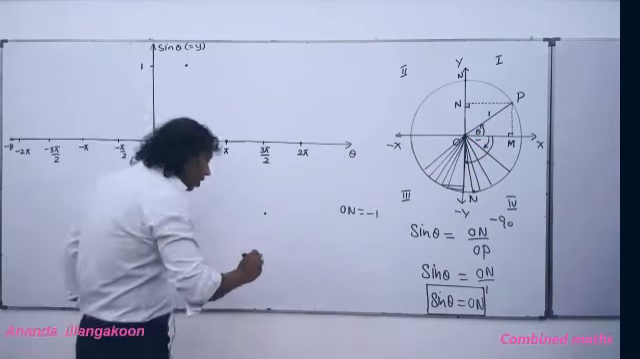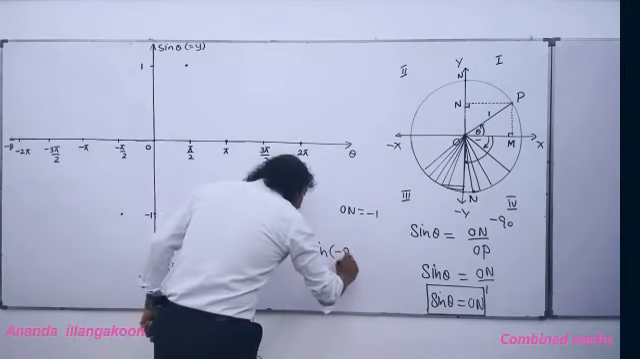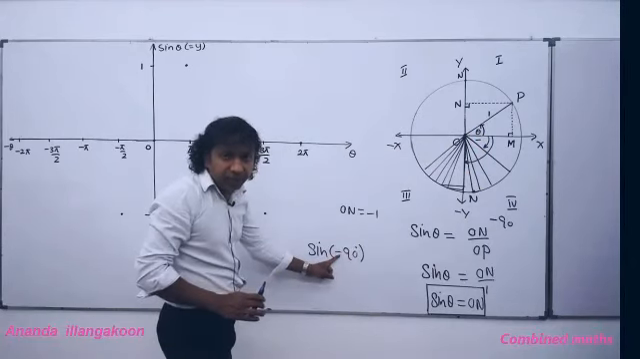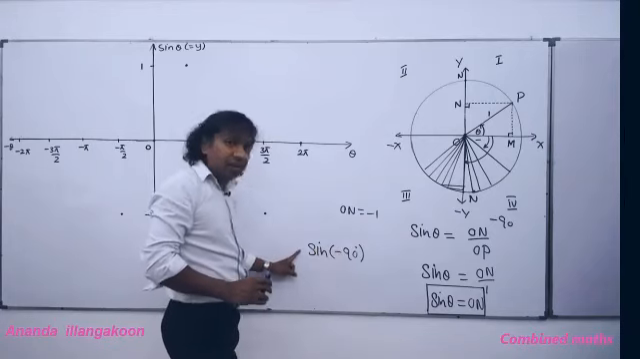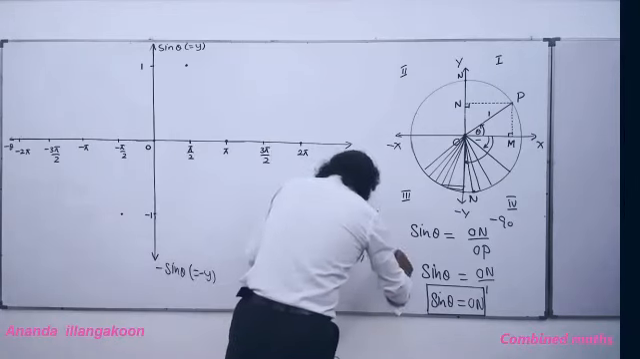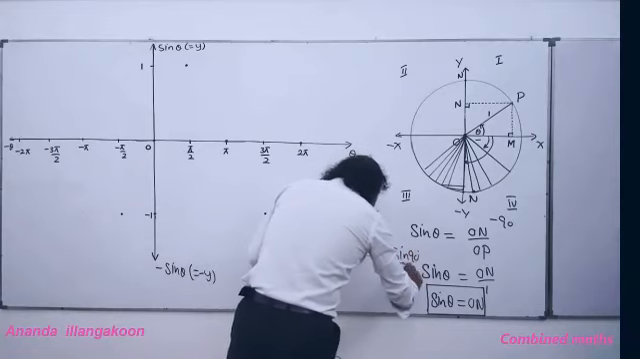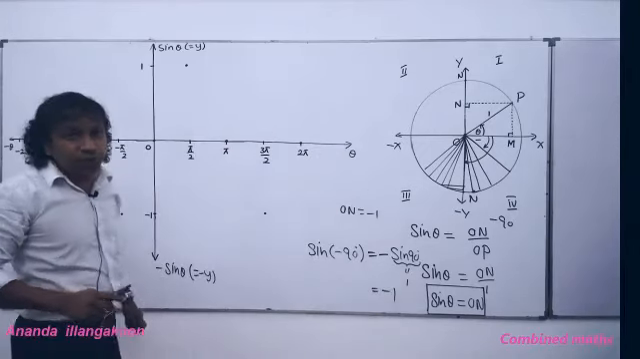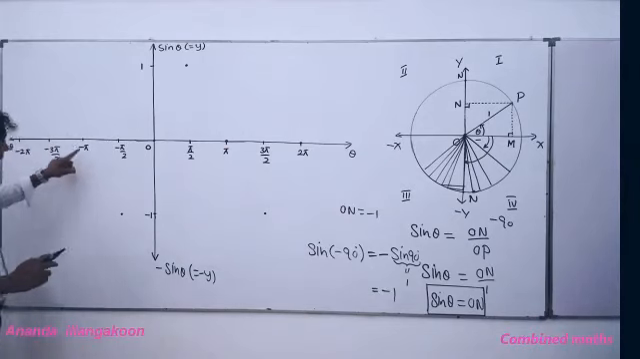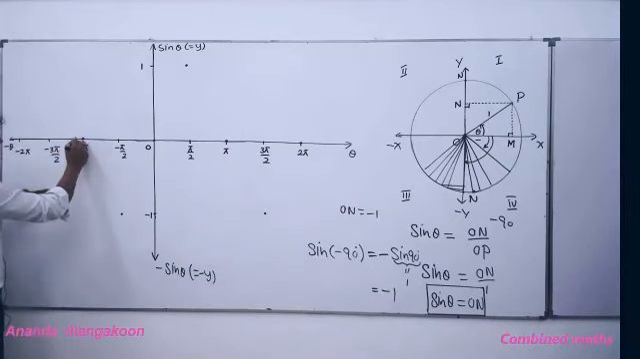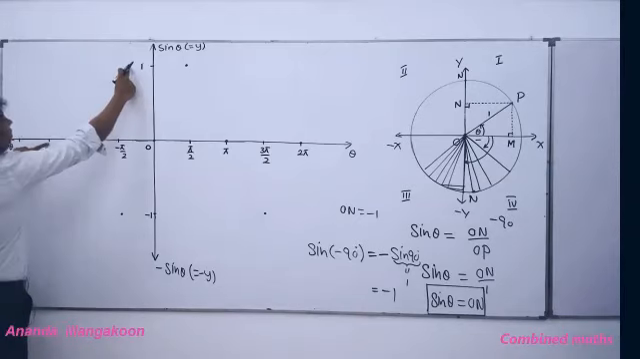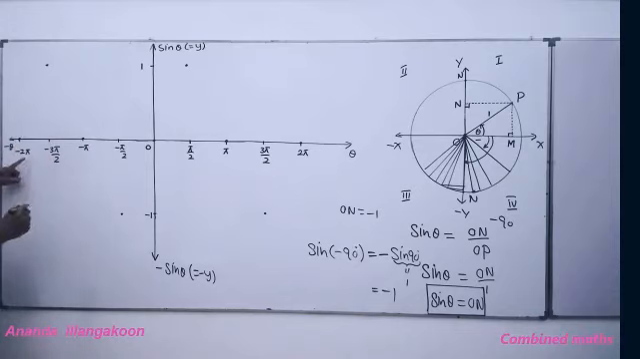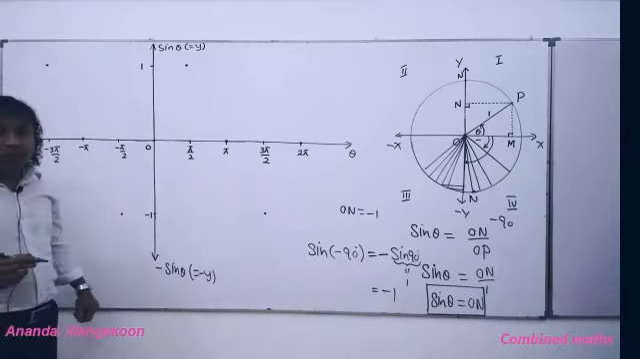Otherwise you can also take it this way, people. Sin minus 90, you know, when the angle has a minus sign with the sin ratio, this minus can be taken out, so you can write it as minus sin 90. But sin 90 is 1, so sin minus 90 is minus 1. That way also you can argue. That is how we get this point. And similarly, sin minus 180 is 0. Sin minus 270 will be plus 1. Minus 2 pi, which means minus 360, is 0. So we have covered the points.